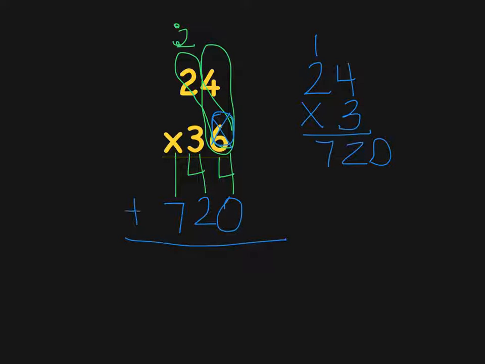And now I'm ready to add those layers together. So now I'm only looking at right here in this blue section, and I'm looking at 4 plus 0 is 4, 4 plus 2 is 5, 6, and 7 plus 1 is 8. So my complete answer is 864. So let's try another problem.